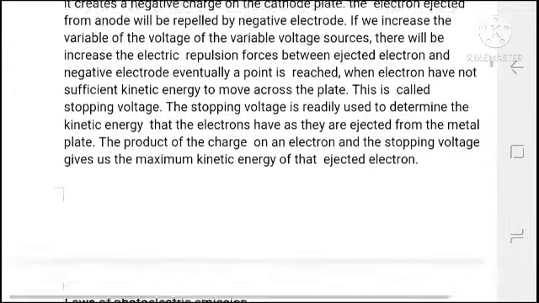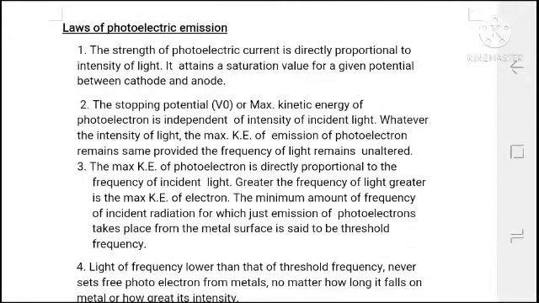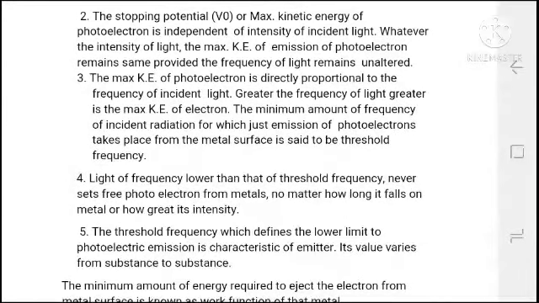Laws of photoelectric emission. Number 1. The strength of the photoelectric current is directly proportional to the intensity of light. Number 2. The stopping potential or maximum kinetic energy of the photoelectron is independent of the intensity of incident light. Number 3. The maximum kinetic energy of photoelectron is directly proportional to the frequency of incident light.